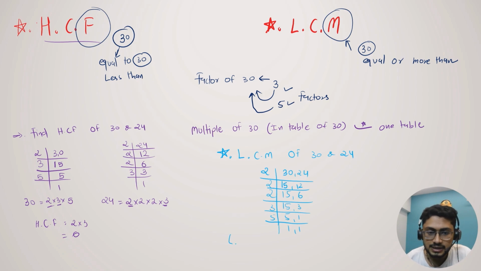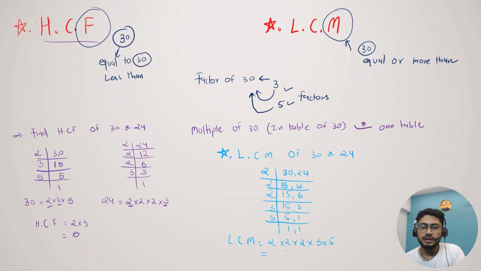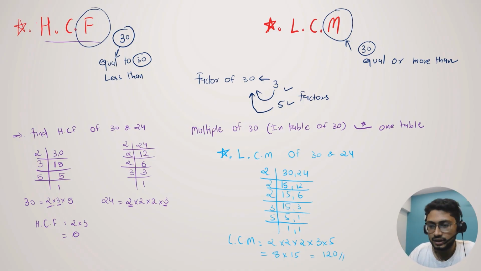So what is the LCM? Directly you can write 2 multiply by 2 multiply by 2 multiply by 3 multiply by 5. Now if we multiply all those things, 2 twos are 4, 2 fours are 8, 3 fives are 15, and 15 eights are how much? Yes, 120. So the LCM of 30 and 24 is 120.